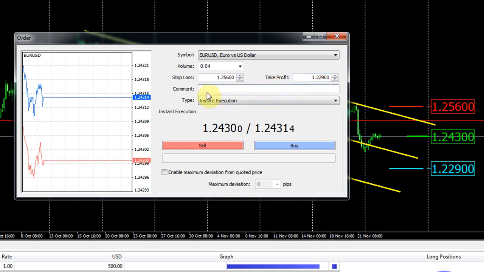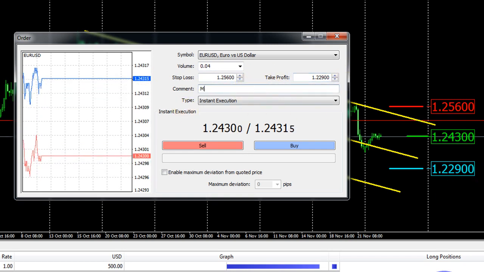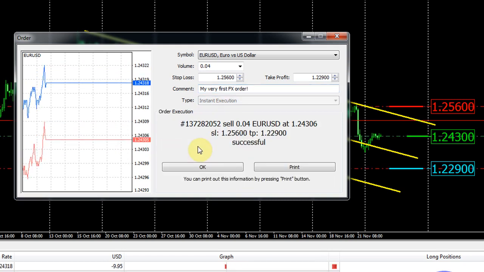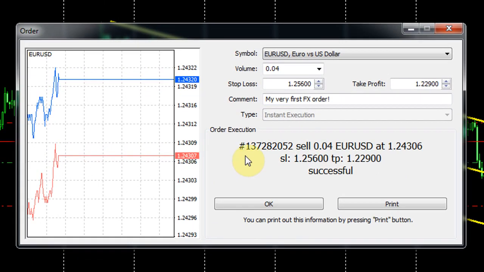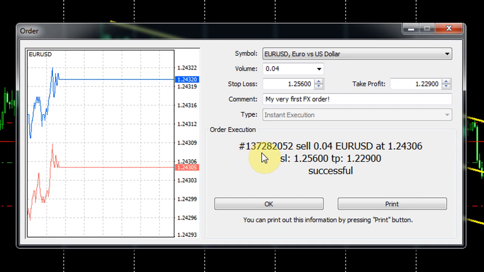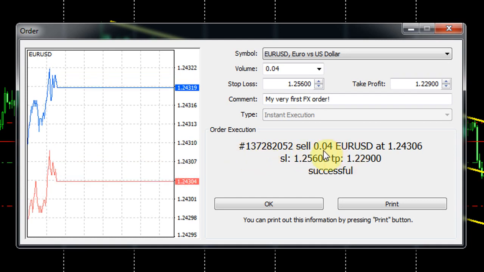The comment is going to be my very first FX order, exclamation mark. And this is going to be a sell order, so we click sell, and there you go. The order has been sent successfully, executed, and it's got a ticket number. It's a sell order at 0.04 lots, euro-dollar.